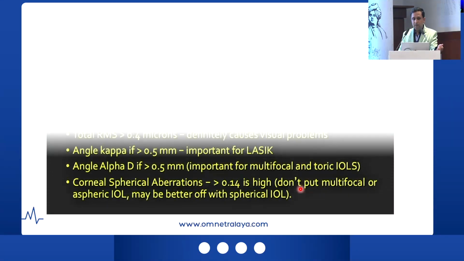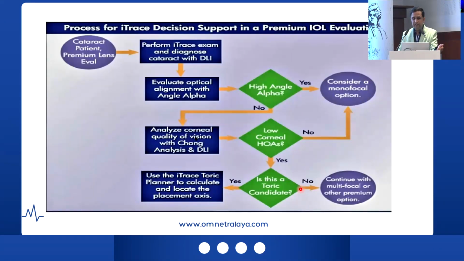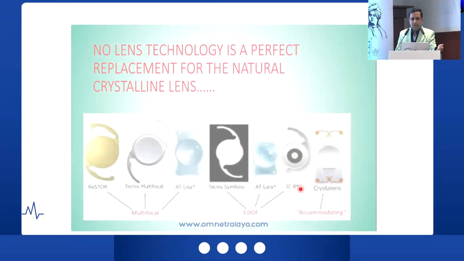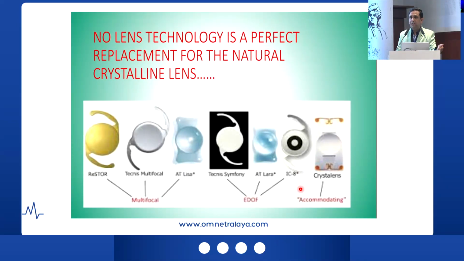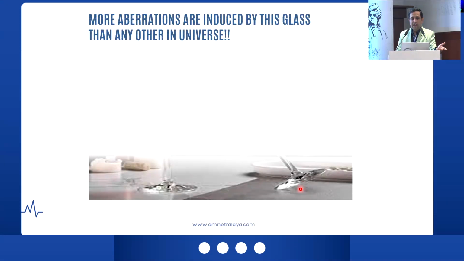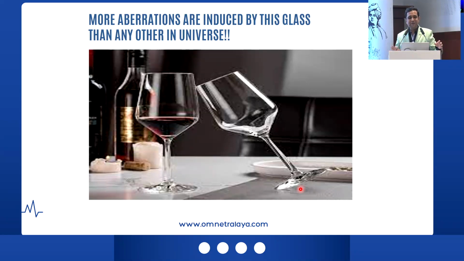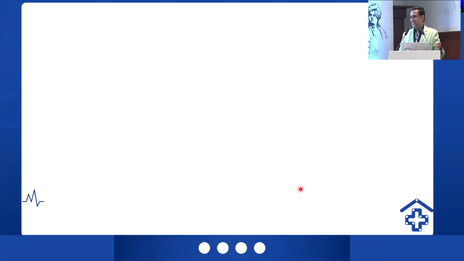Just to conclude, these are the values. This is a flow chart, but I will skip it. No lens technology is a perfect replacement for the natural crystalline lens, and more aberrations are induced by this glass than any other in the universe. Thank you. Okay, thank you, Amit.